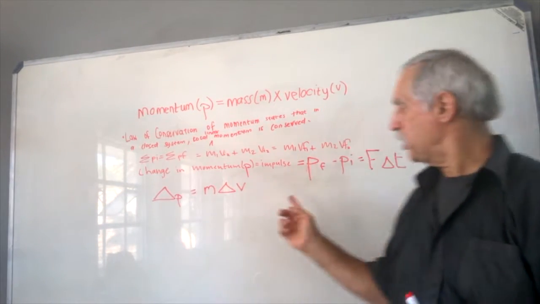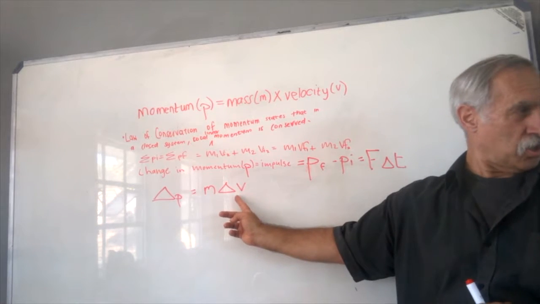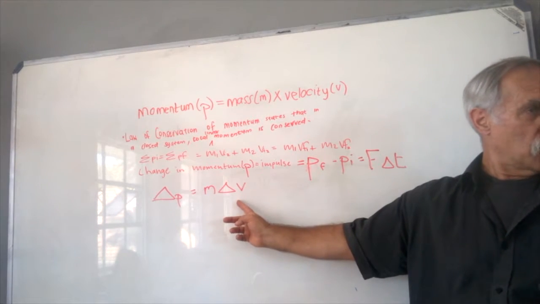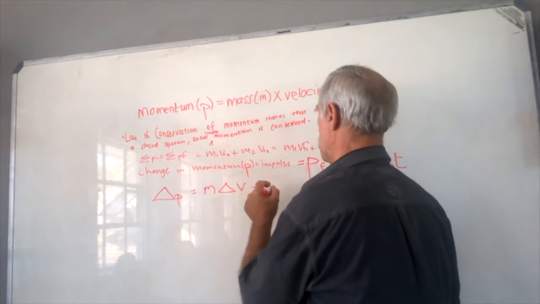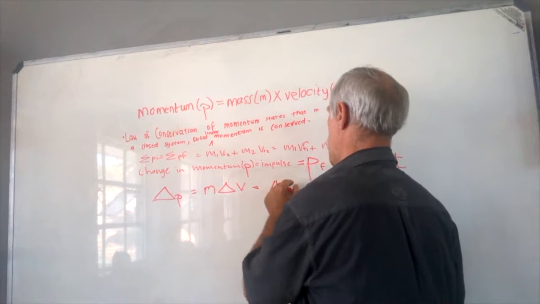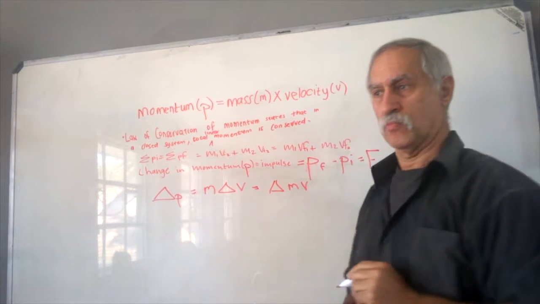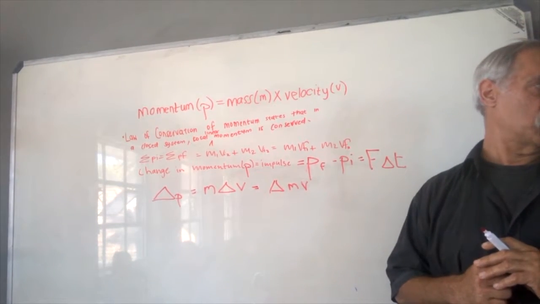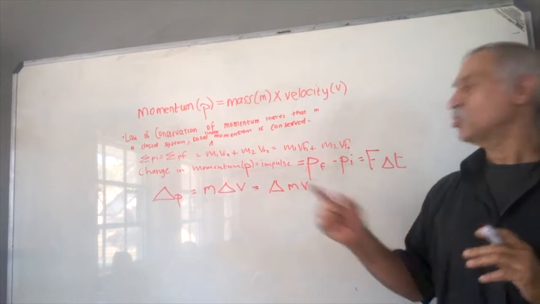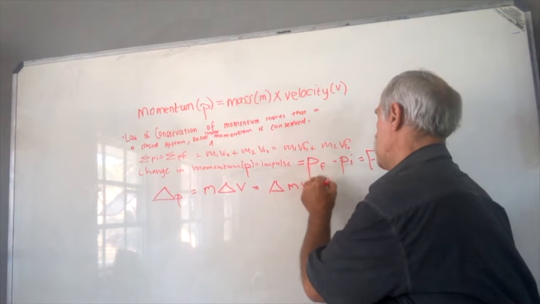Does this formula agree with you? Make sense? So you could also write it like this: change of momentum is change of mv. But the mass stays the same, so it must be the v that changes, because change of mv is change of p.